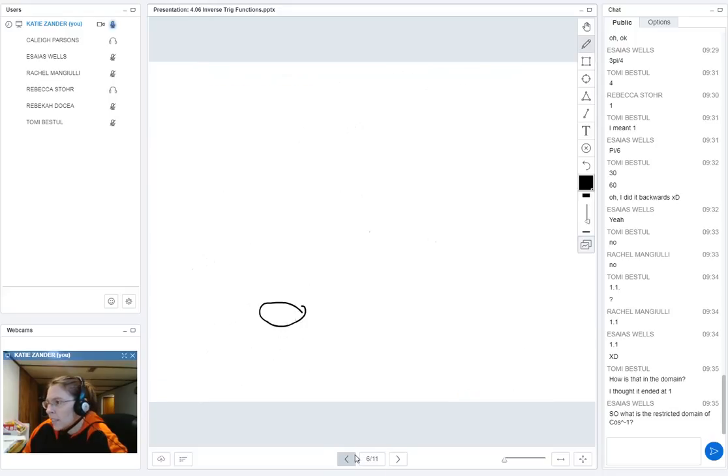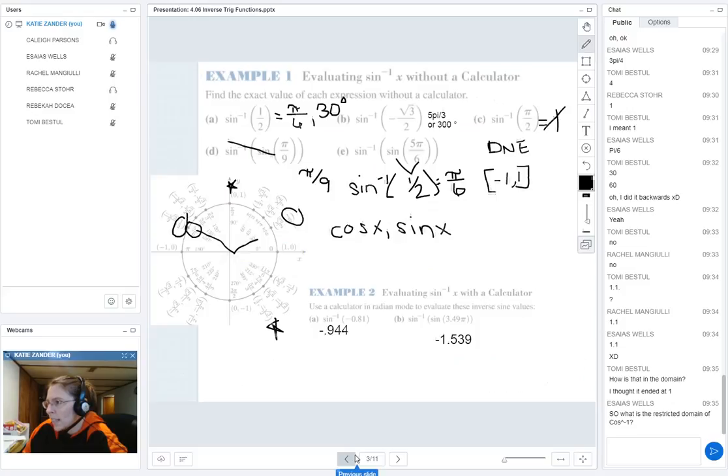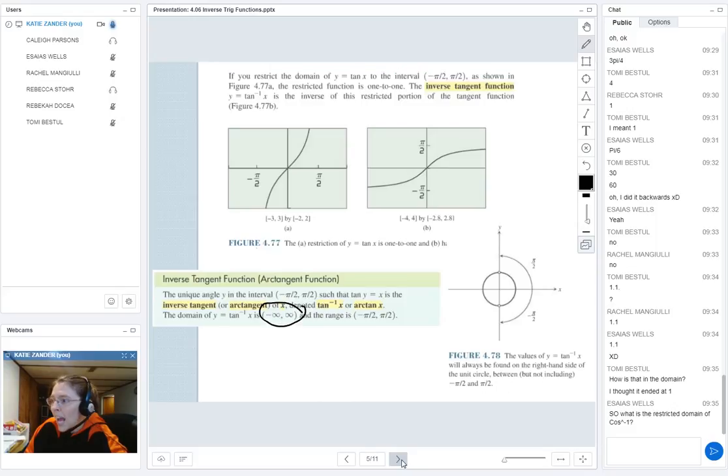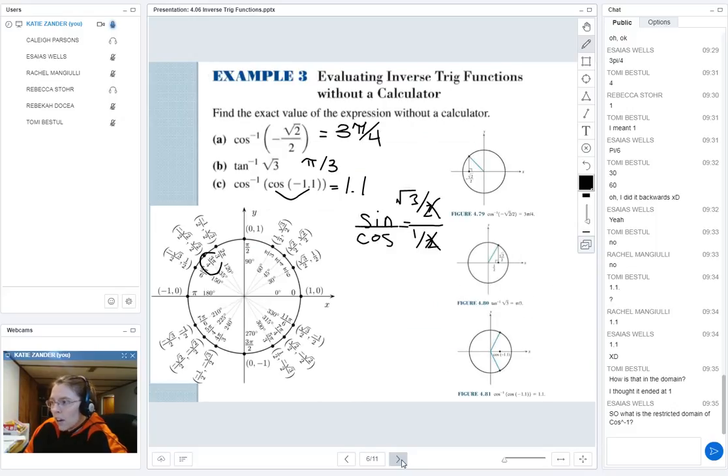Yeah, so if I just refresh your memory slightly here with what we did with the cosine, notice how in part E here with the sine, that was outside of the restricted domain as well, but we simplified that. So this was outside of our domain as well, but then we were able to simplify that to bring it back in. That's what they're doing with that cosine of -1.1 as well. They're simplifying it first so that we can take the inverse of it.